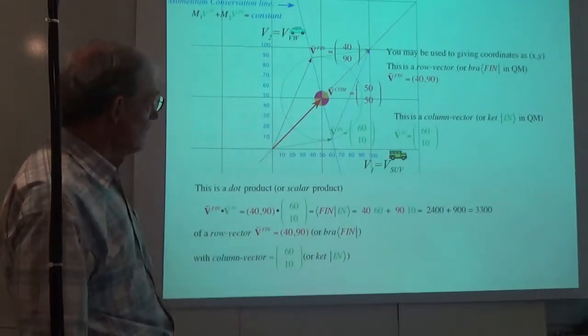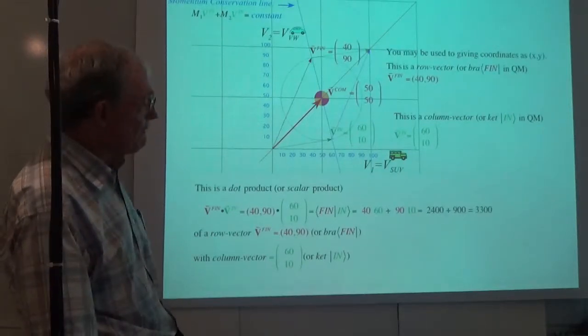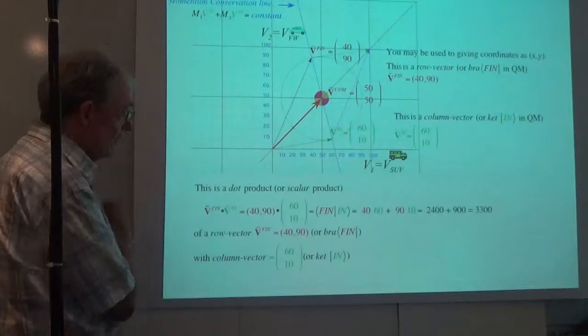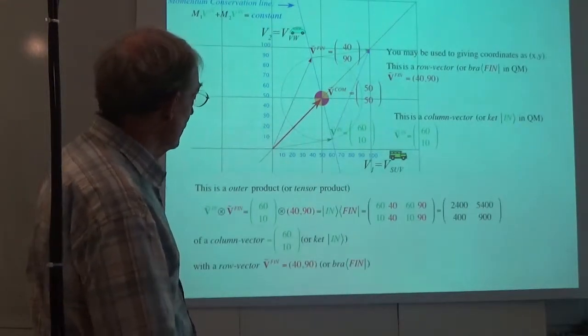Row vector is the bra. Column vector is the ket. So this is a notation that we'll use a lot. We'll also use a Gibbs notation, perhaps more than the Dirac notation.